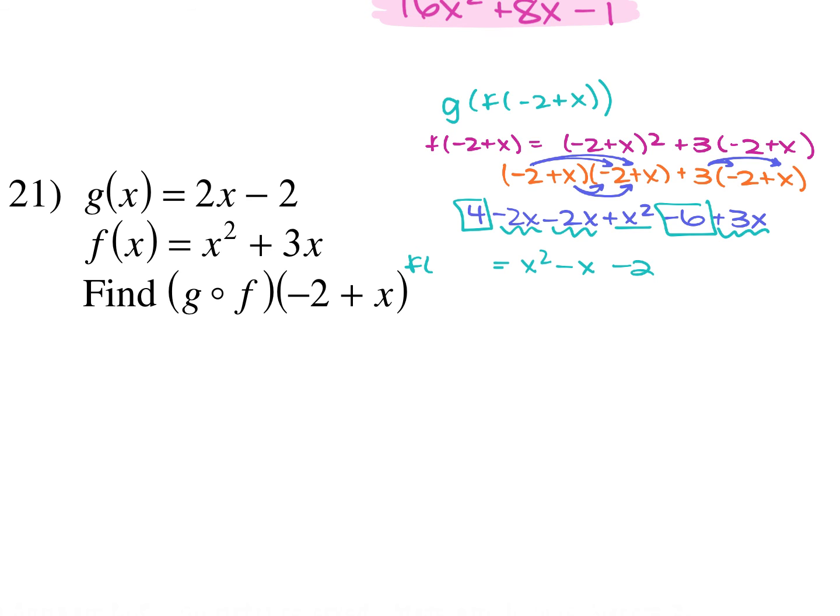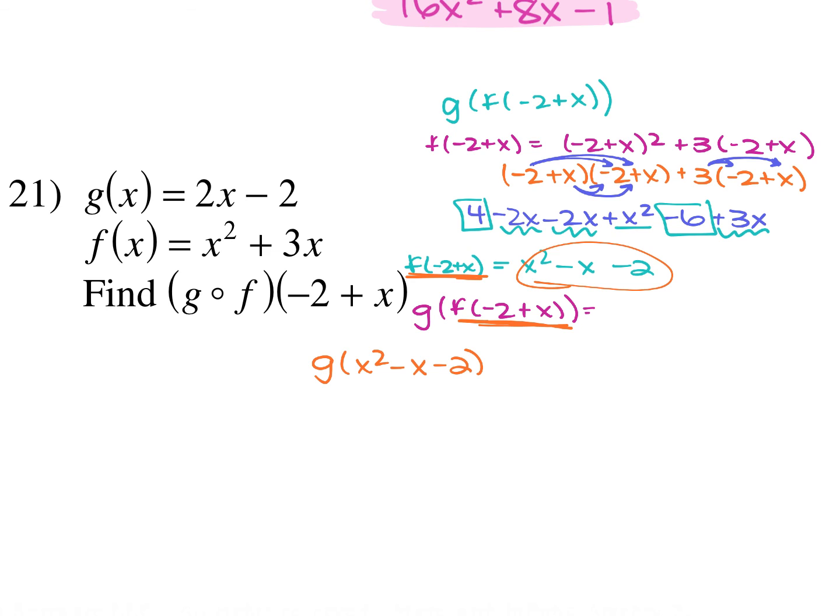This is just f of negative 2 plus x, not g of f of negative 2 plus x. You just found what's going in for x in g of x. So if you are to find g of f of negative 2 plus x, this is the same thing as saying find g of x squared minus x minus 2. This and this are the same exact thing. So there you go. The f of negative 2 plus x is the same exact thing in both of these. So take this and replace it in those parentheses.